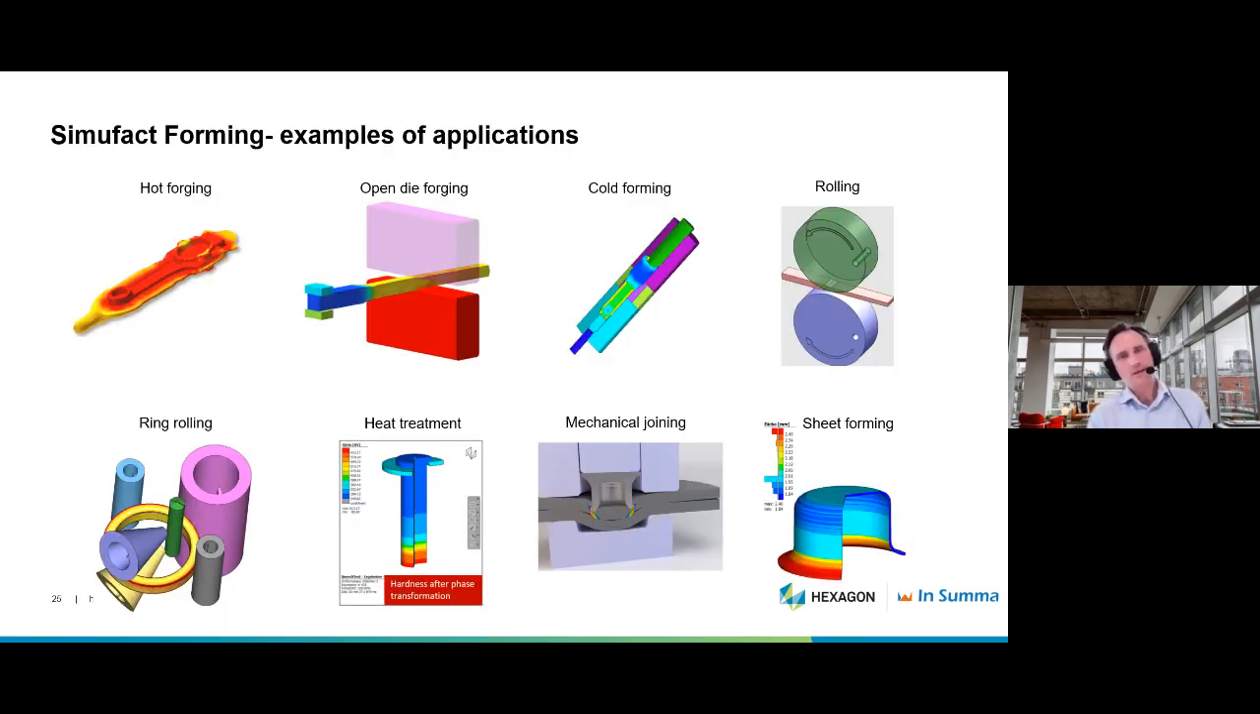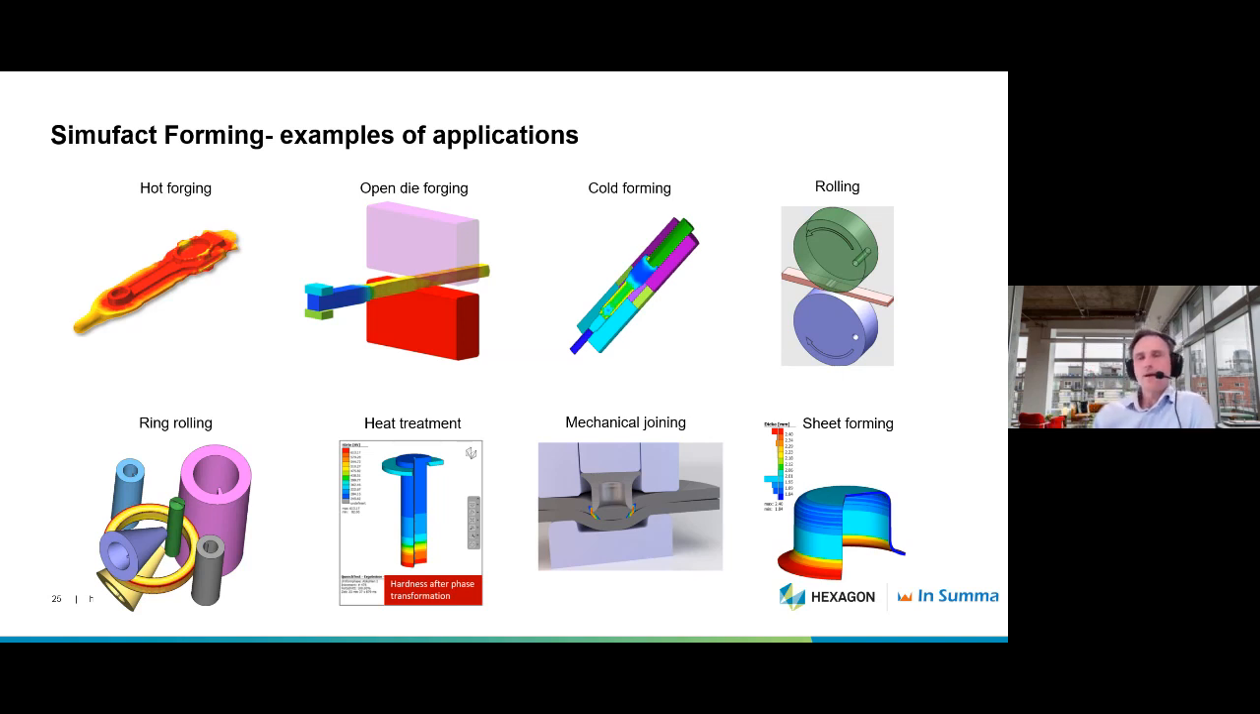Simufact forming is the tool which is used to simulate all sorts of forming processes, and this is the technology we would normally use to simulate bulk metal forming, to simulate sheet metal forming, to simulate mechanical joining, and maybe some processes where you have relatively complex kinematics like roll forming or re-enrolling or stretch forming.